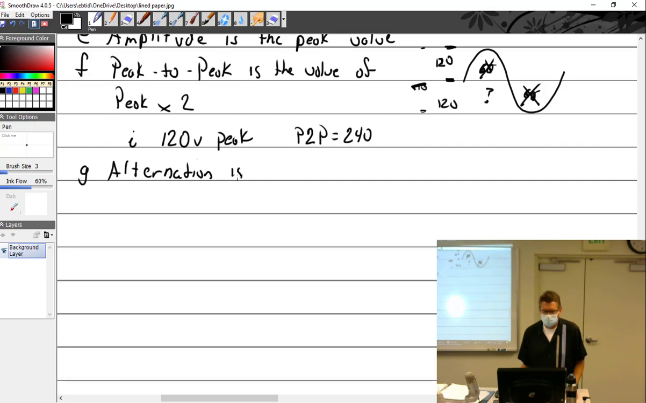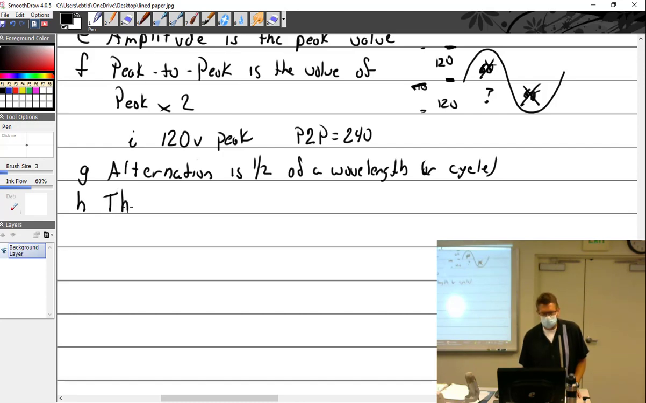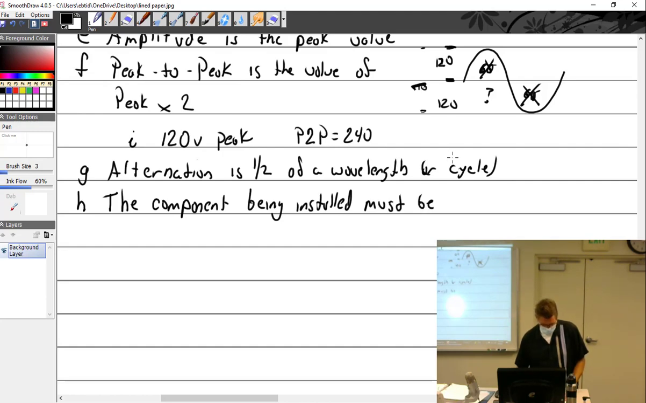Alternation is 1/2 of a wavelength, or cycle. And this is a little out of place right here, but I believe it's a Q&A or something. The component being installed, that is in an aircraft or anything really, being installed must be rated for the frequency used.